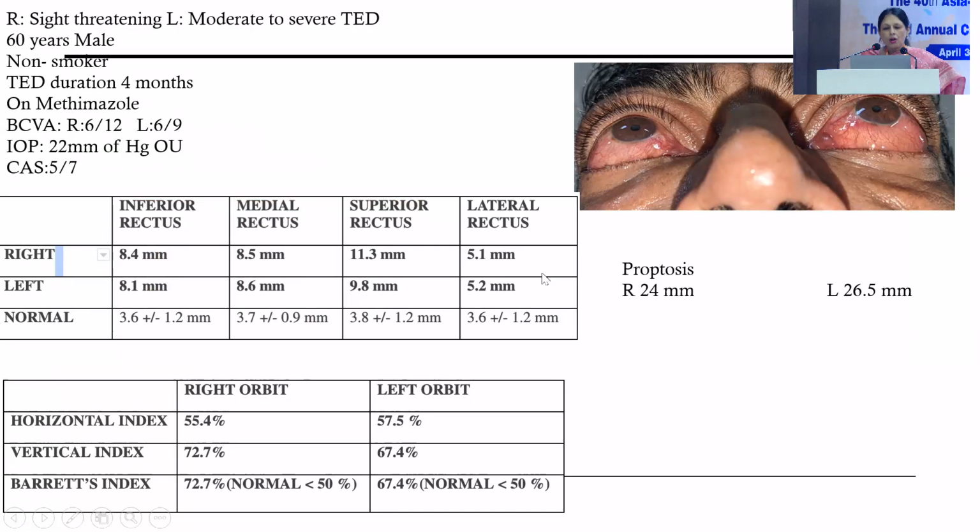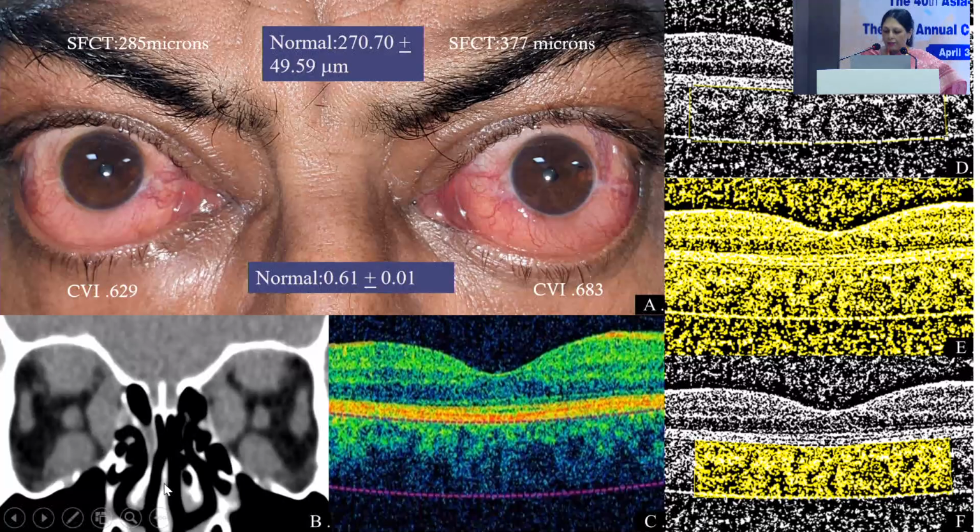Now a couple of examples. This is a patient who had more proptosis, if you see carefully, in the left eye and less in the right eye, but actually his vision was already compromised in the right eye. So remember that the amount of proptosis alone does not decide which eye is more severely affected. So you must do a complete examination, as Charlene had showed you. You must calculate the Barrett's index, and anything more than 50%, there is a chance. You can see here the muscles are so thickened and crowded.